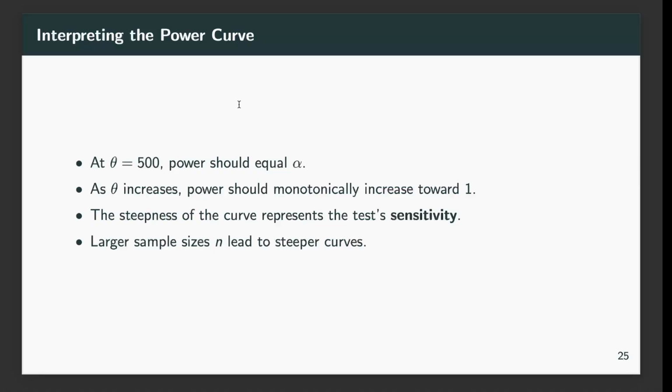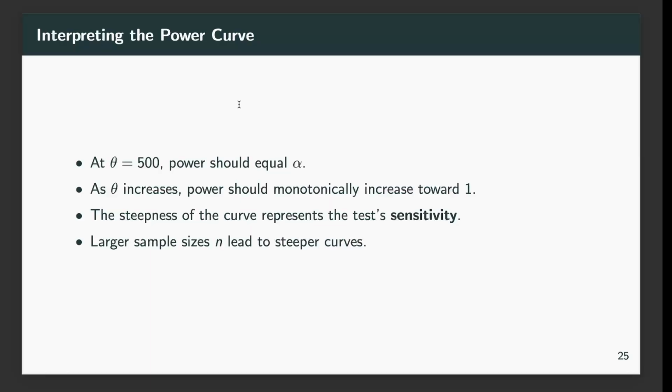When the mean equals 500, in which we believe the null hypothesis value, this is the null hypothesis value, so the power should equal alpha. So when alpha is 0.05, the power should also be 0.05. By definition, this is when the null hypothesis is true, so the probability of rejection is the type 1 error rate. Okay, so we can verify this using the plot.